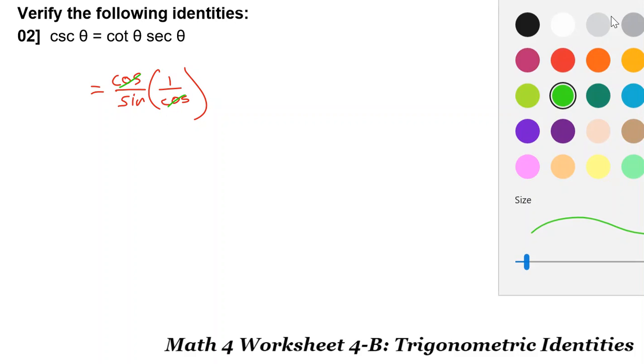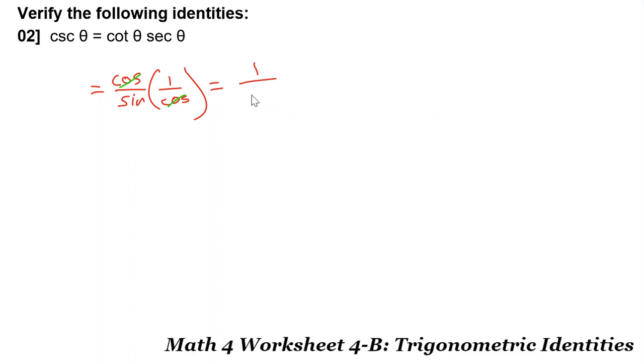All right, so we're going to take the right side this time and see if we can make it equal cosecant. Cotangent is going to be cosine over sine, and secant is going to be 1 over cosine, and those cosines are going to cancel and leave me with 1 over sine, which is cosecant of theta. And so that checks out.